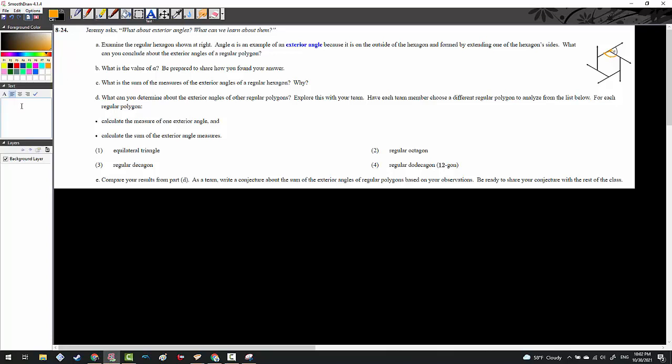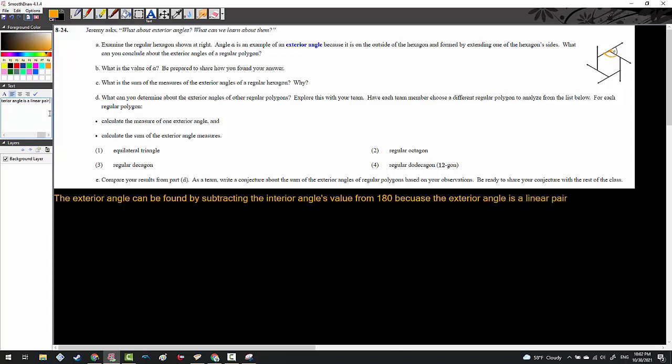Okay, so we can say that the exterior angle can be found by subtracting the interior angle's value from 180, because the exterior angle is, here's a word you haven't heard in a long time, a linear pair to the interior angle. There's a blast from the past for you. Cool, so that's part A. Now it says, what is the value of part A?